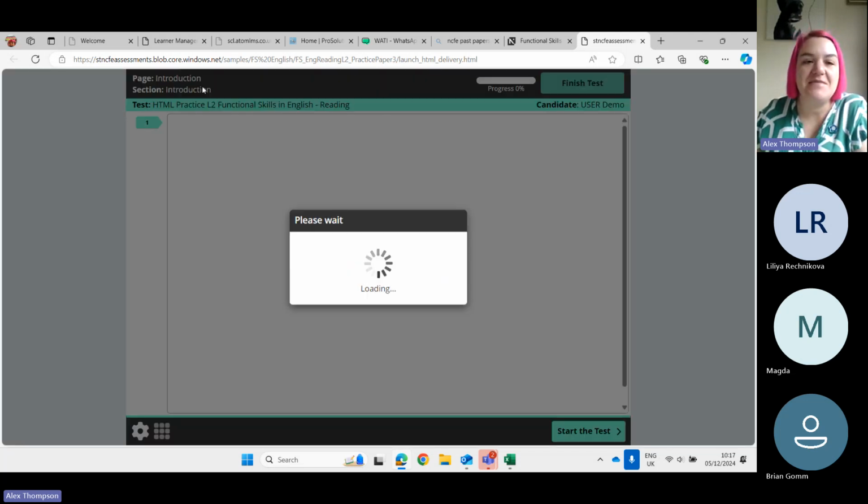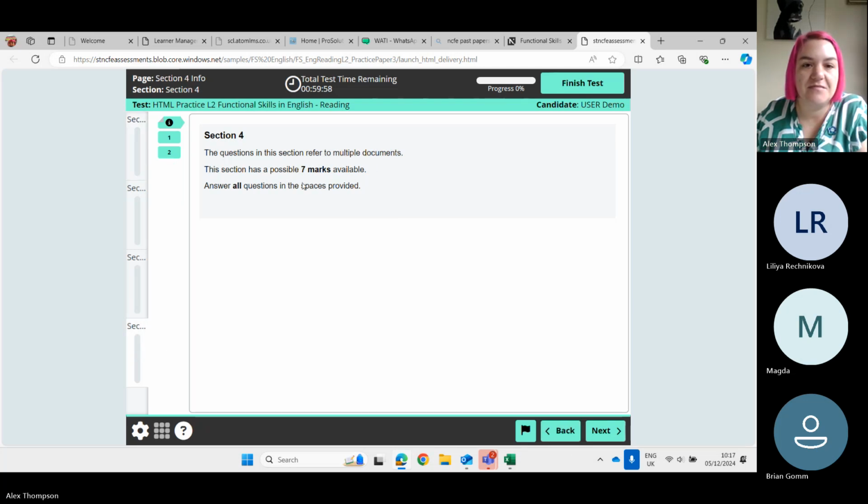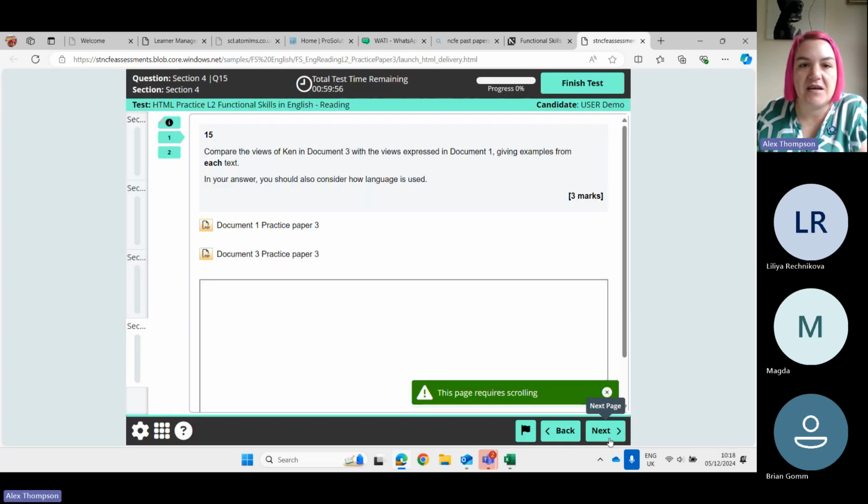It'll be in the same section, so towards the end. And here we go. So this one, and look, it's almost an identical question. Compare the views of Ken in document 3 with the views expressed in document 1, giving examples from each text. In your answer, you should also consider how language is used. This is almost identical to the question that we've done.